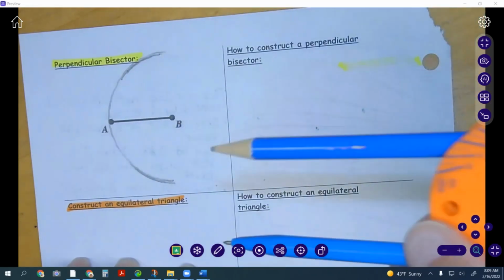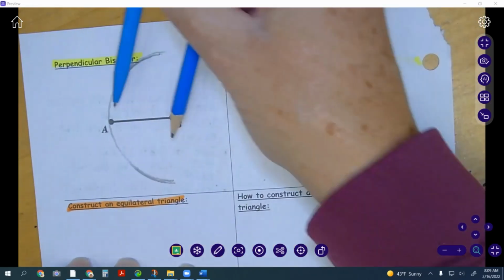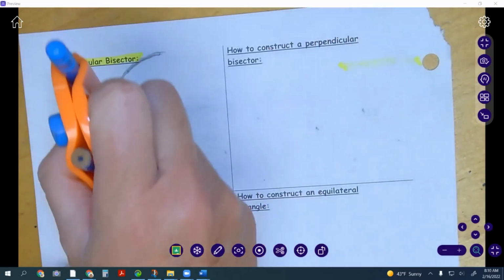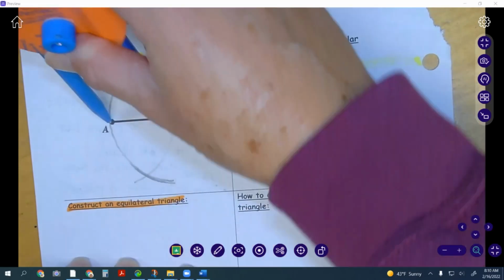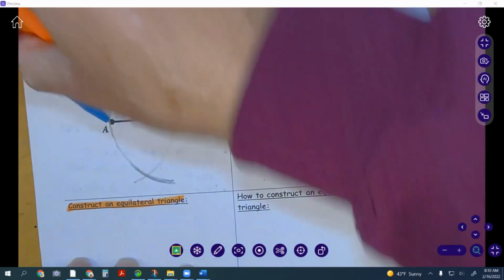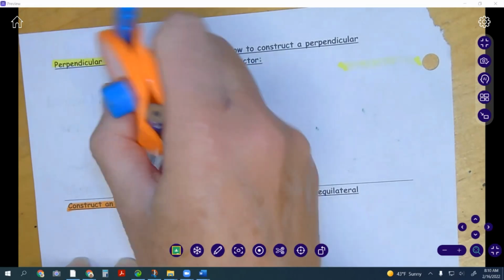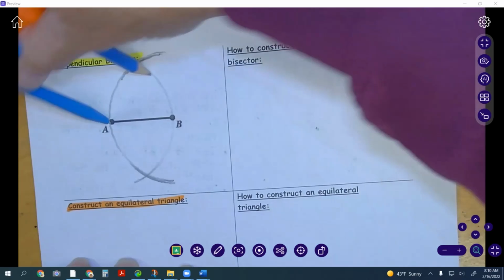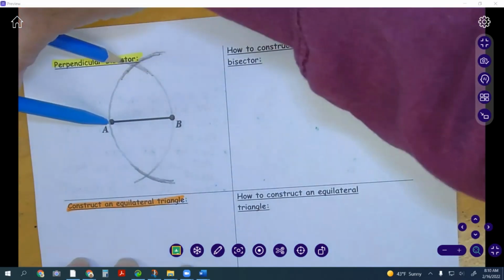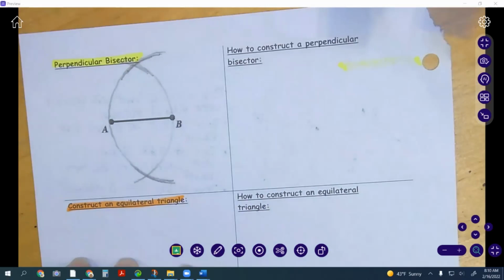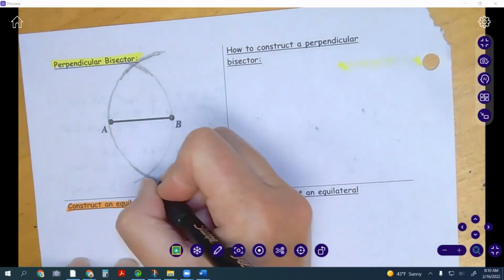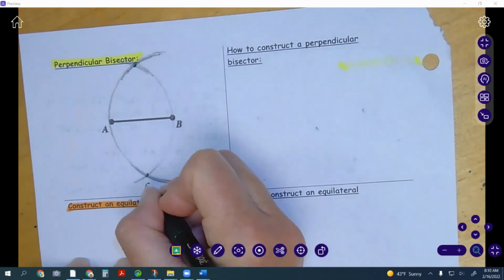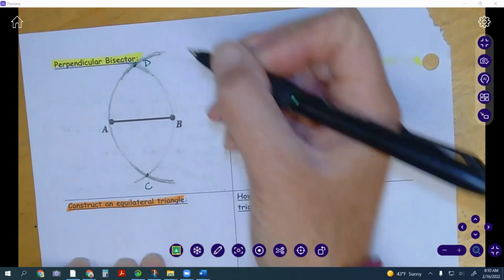Then I'm going to pick up, and from the other endpoint, I just did it from B, now I'm going to do it from A. I'm going to do the same thing. And again, I could go like this and draw that whole thing, or I can just do this and make sure I see where they cross, and do this again to make sure I see where they cross. Then you're going to get 2 points where they cross. I'm going to call this one, let's say C, and this one D.